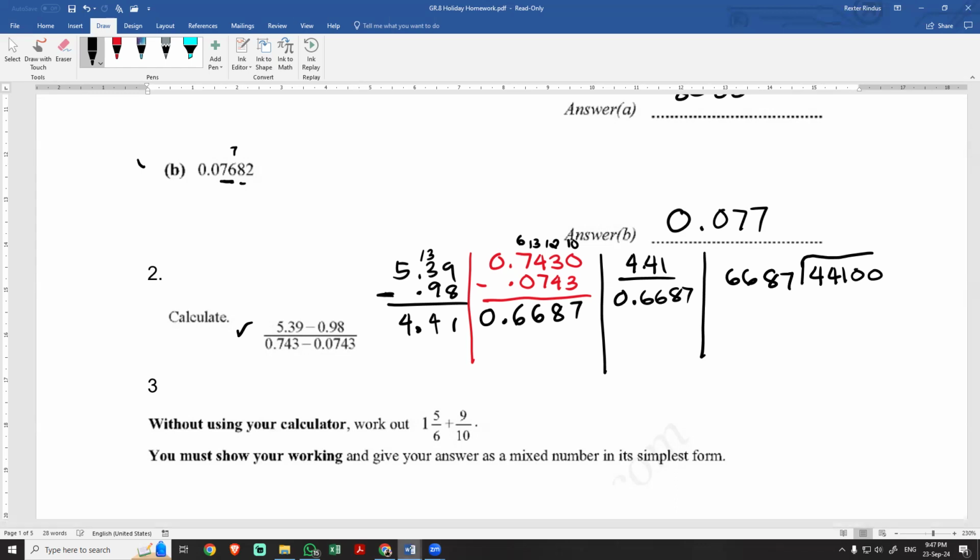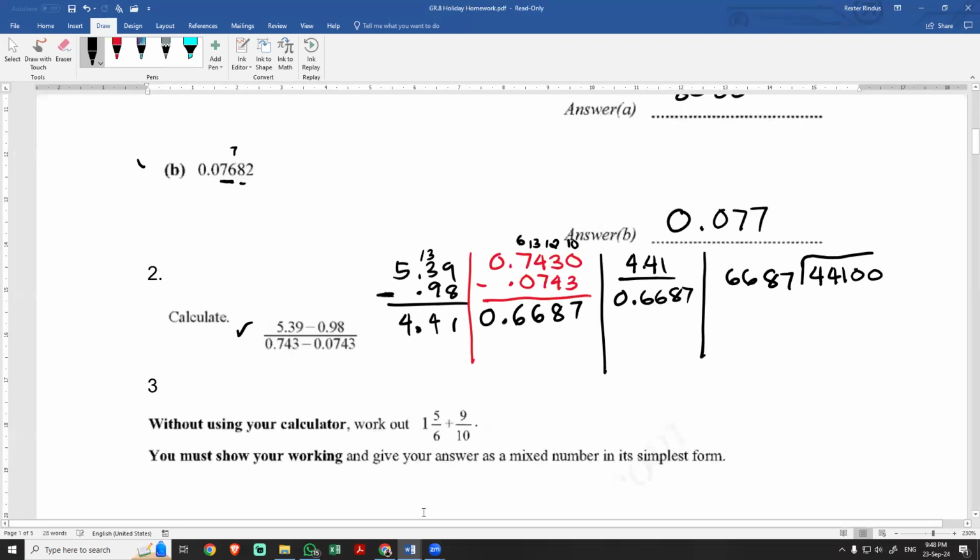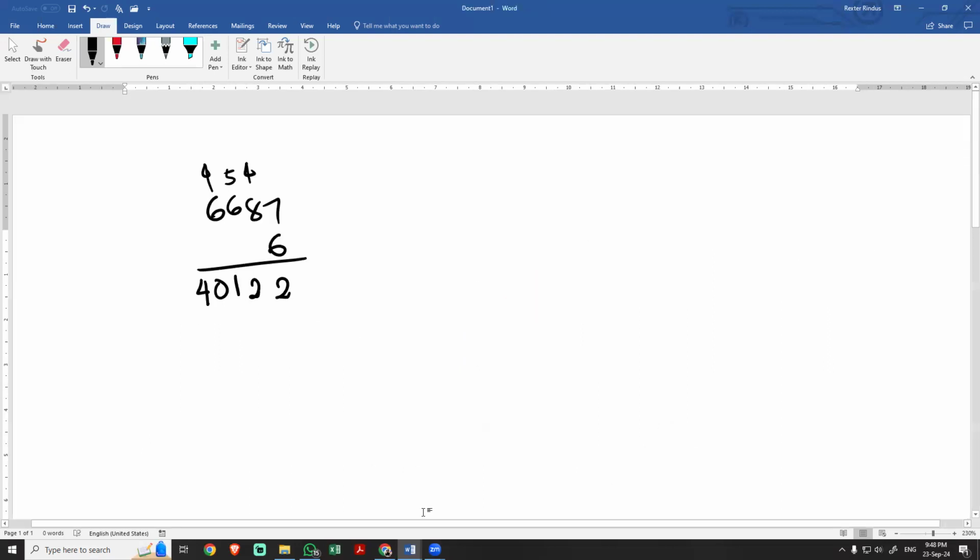I will just open Microsoft Word so that we can see it clearly. 6687. We will try to multiply that one with 6 just to make sure we are doing it right. 6 times 7 is 42. 6 times 8 is 48, plus 4 is going to be 52. 36 plus 5 is going to be 41. 36 plus 4 is going to be 40. So it is 40,122.